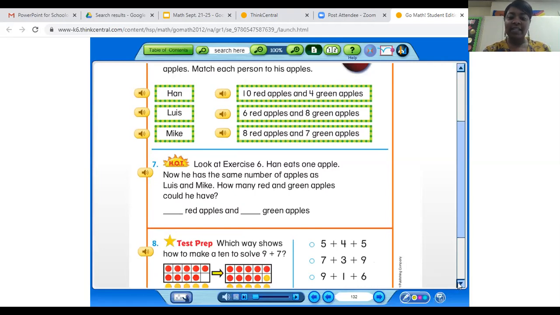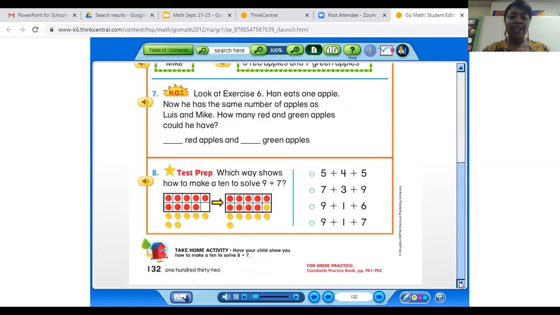And number 8 is our test prep. Which way shows how to make a 10 to solve 9 plus 7? So what two numbers would you add together to get 10? And what would be the number that's left over to help you to get the sum of 9 plus 7?